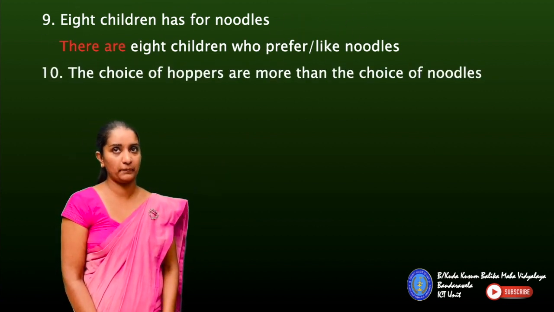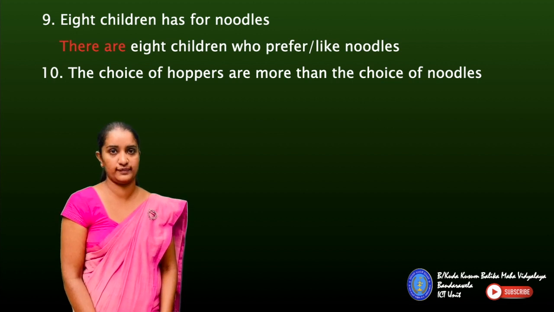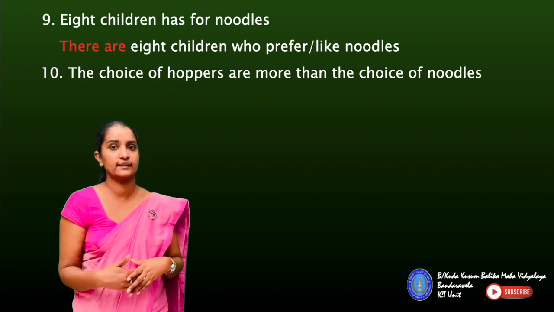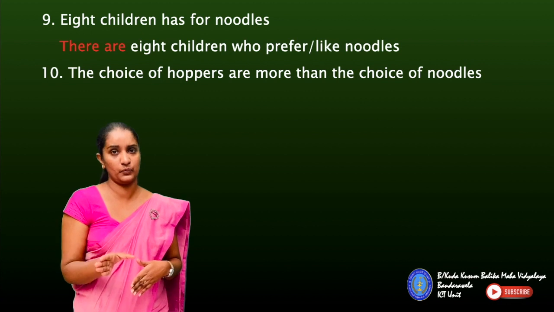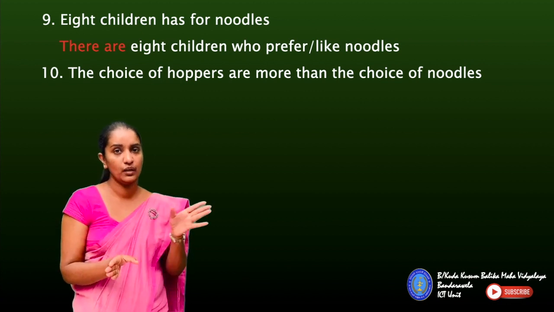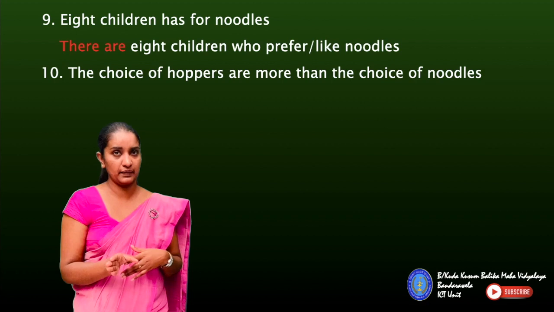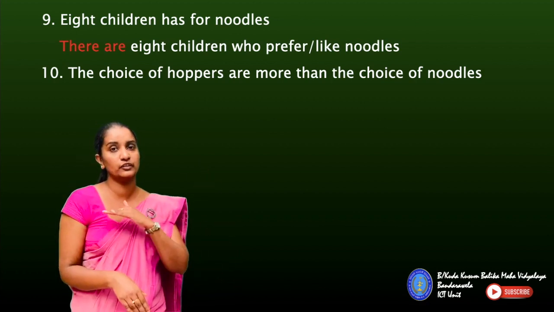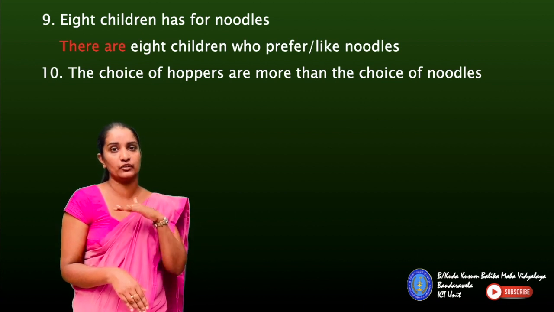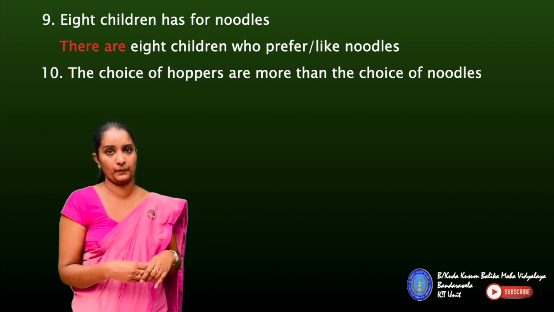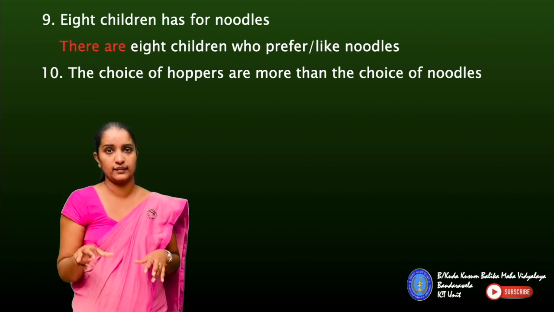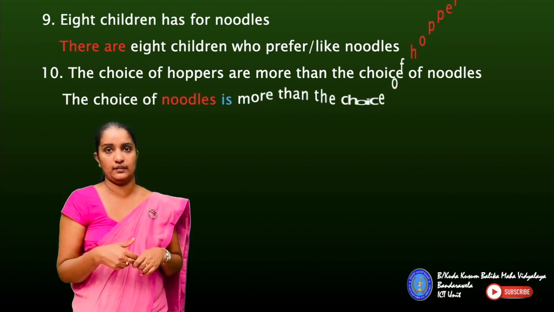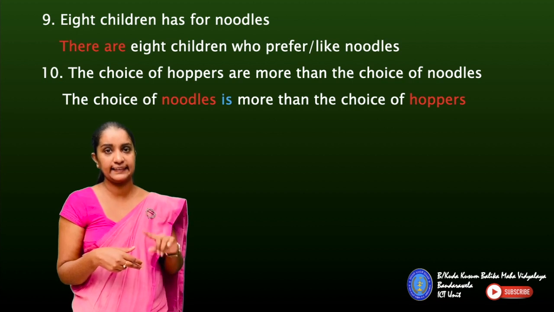Look at the last example. The choice of hoppers are more than the choice of noodles. So after hoppers I have written are. Now you may feel it as a correct sentence because hoppers is a plural noun, and after a plural noun we write are. But remember children, it is not about the hoppers but about the choice of hoppers or the choice of noodles. Right? So that is a singular noun. So you have to write is.